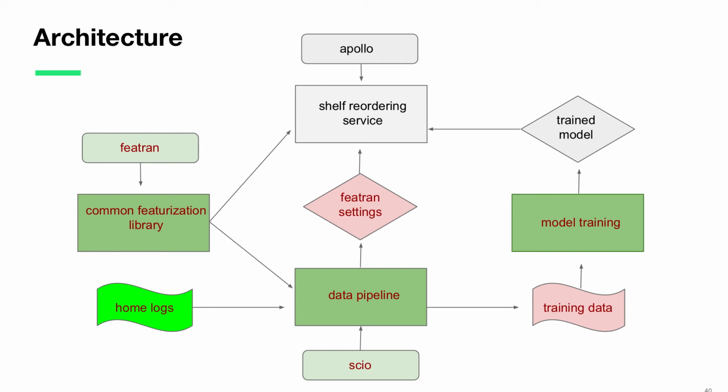From there, we used the training data to train a model. The output of that would be the trained model itself, and both the Featran settings and the trained model go into the shelf reordering service that is written in Java using Apollo. So this is just the overall architecture and the flow of it, but we're going to get to see it again by going back and correcting our mistake.